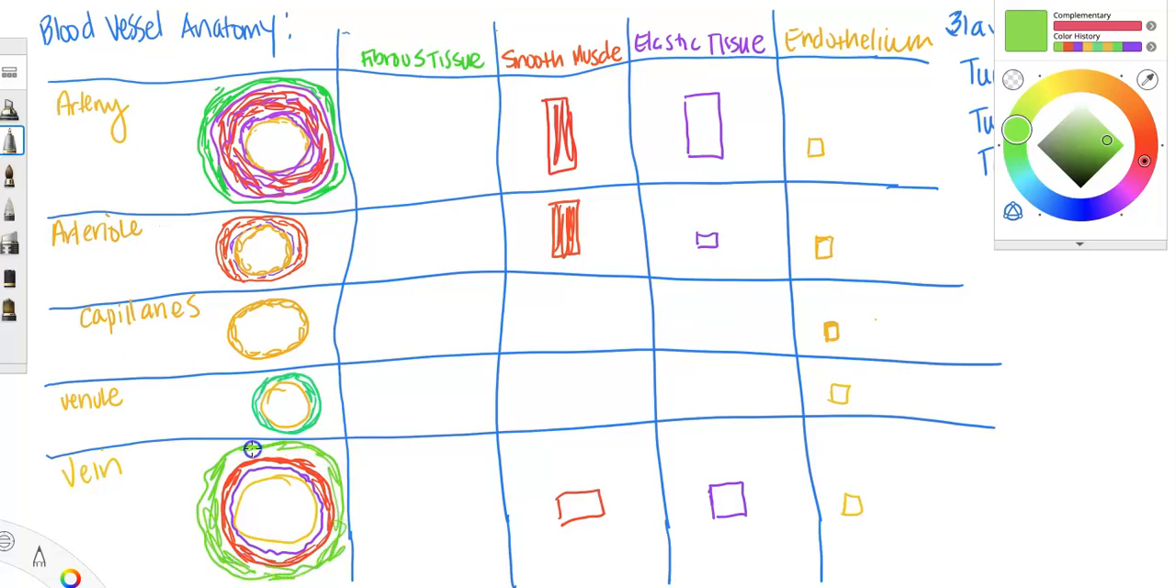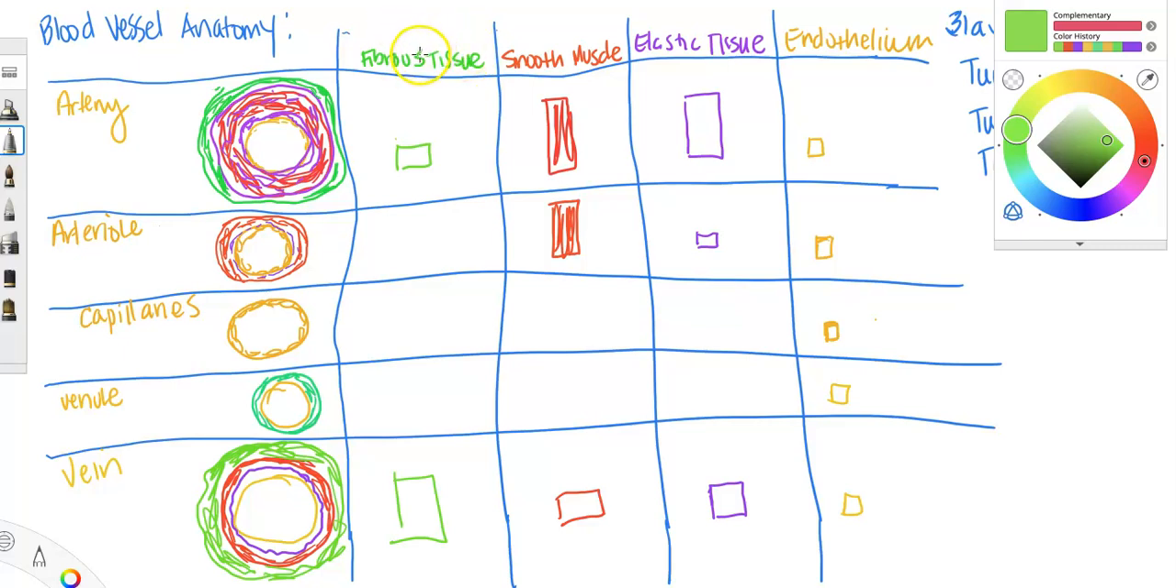It's a little more extensive. So it has a lot. Artery has a little of that. So that's basically what the different vessels look like and what they're made up of.